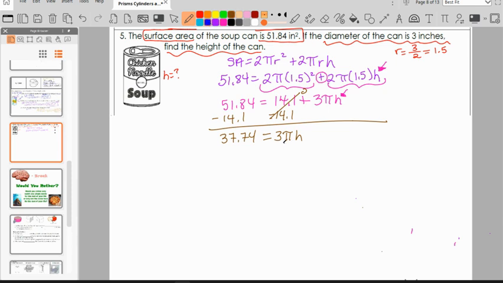Now, last step to get that h by itself. Right now, it's bumped up against 3 pi, bumped up next to each other means multiplied together. How do we undo that multiplication? With division. So I'm going to divide both sides by whatever h is multiplied by. So it's multiplied by a 3, so I'll divide by 3. It's multiplied by a pi, so I'll divide by pi. What I do to one side of the equation, I have to do to the other side of the equation. What happens when I do that? 3 over 3 cancels, pi over pi cancels. I'm left with my height equals, and let's put all of this in my calculator. 37.74 divided by 3 pi.